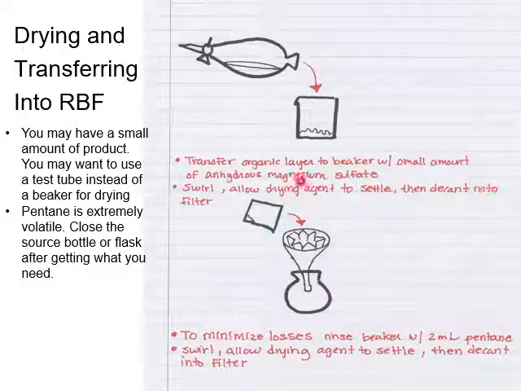After drying, you need to filter your mixture to remove the magnesium sulfate powder. You need to use gravity filtration. You don't need to use vacuum filtration. After filtration, you need to use 2 milliliter pentane to wash the filter paper to increase the yield of the reaction.